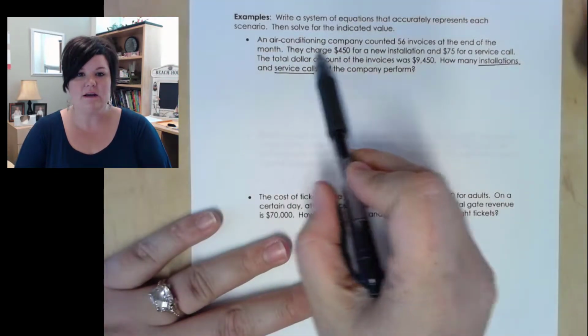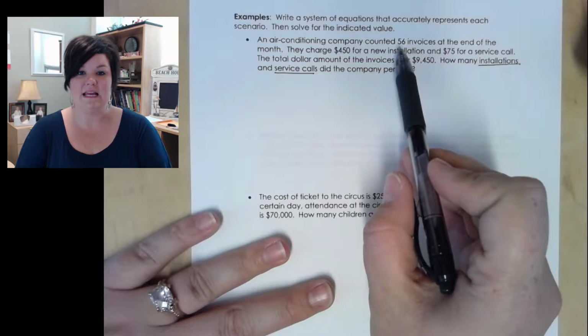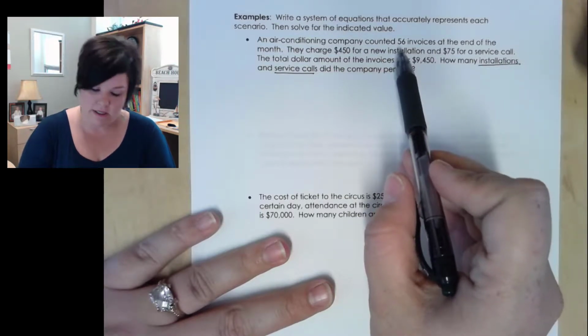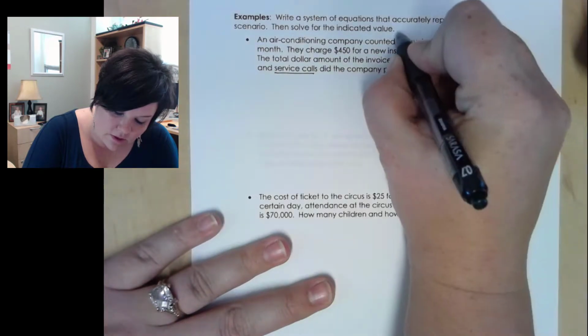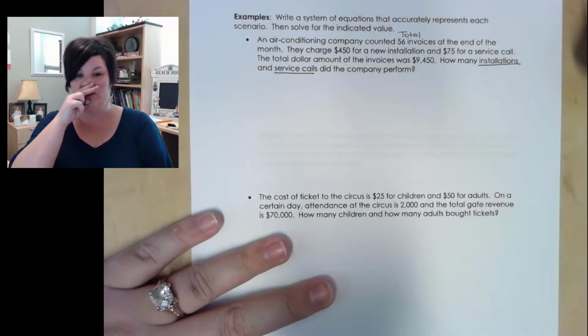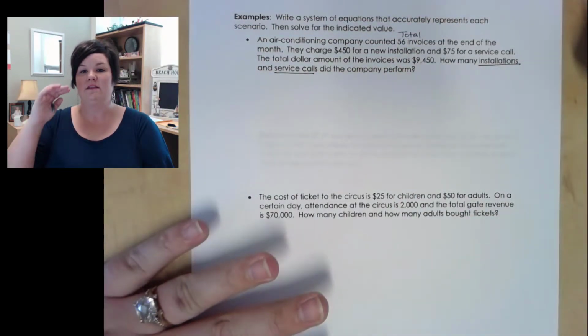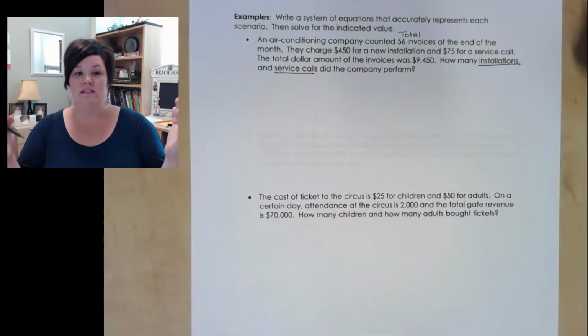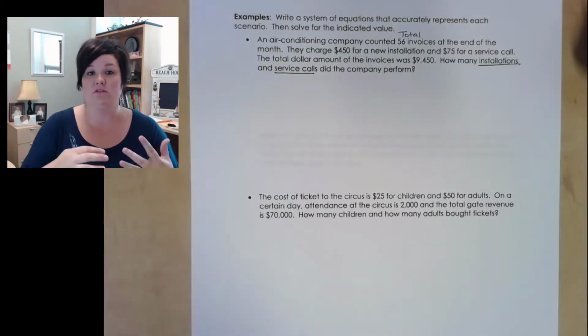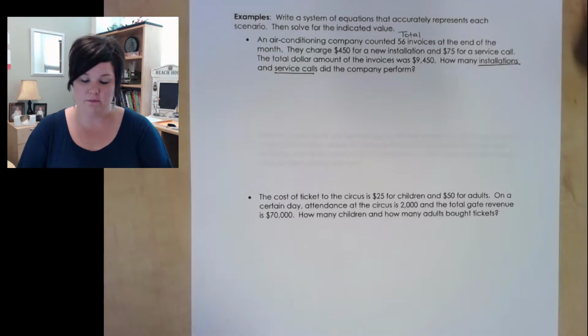It says an air conditioning company counted 56 invoices. Okay, so that is going to be a total, right? I'm going to write here, this is a total. 56 invoices. So that means that's going to include all of the installations and all of the service calls, right, at the end of the month.